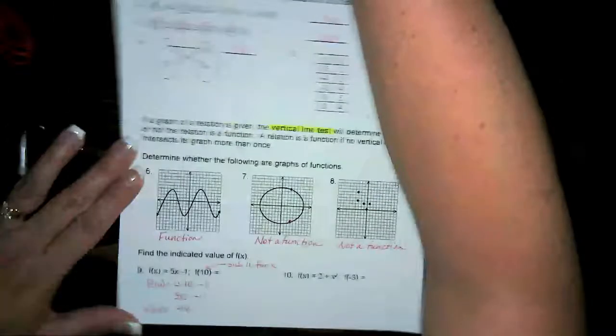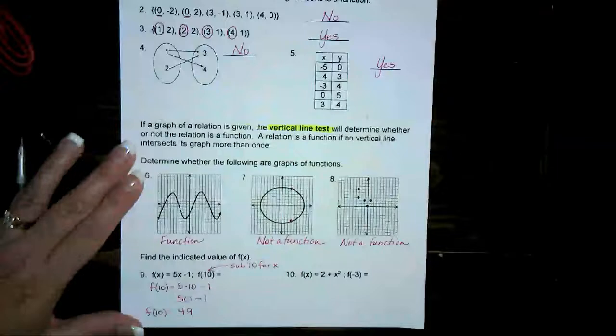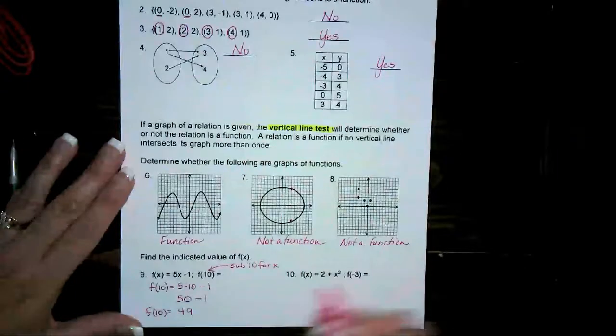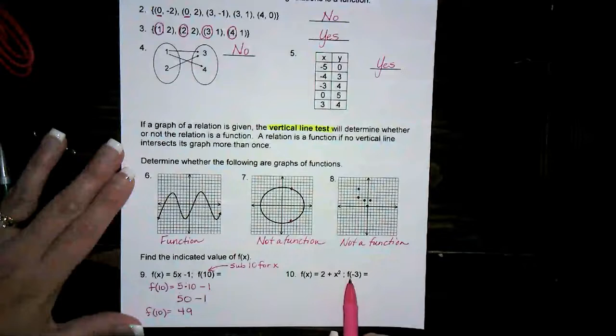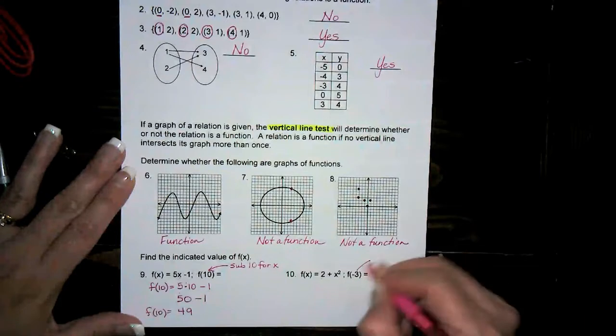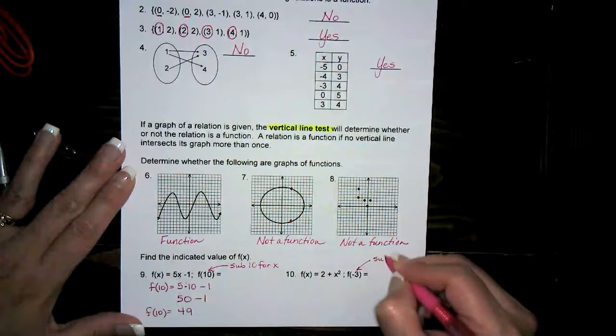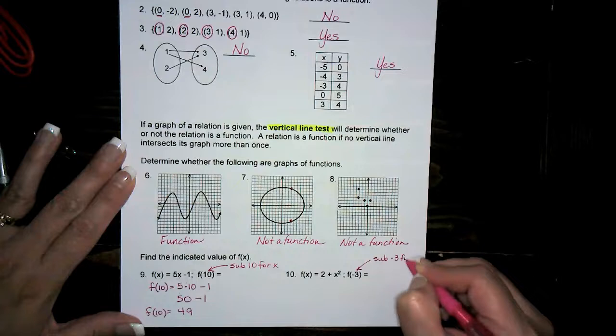Scoot this over here so we can see a little better. There we go. All right, let's do that one more. So f of x now is 2x plus x to the second, and we want f of negative 3. So remember what that notation tells us? We're going to sub negative 3 for x.